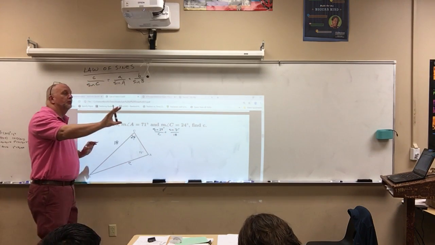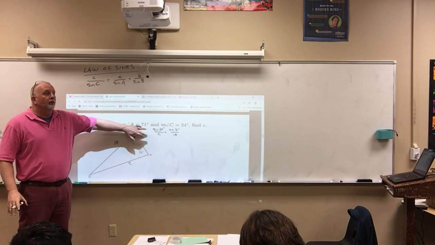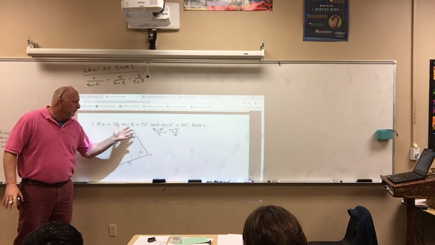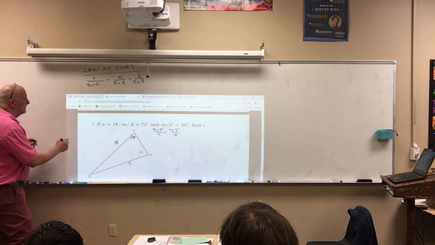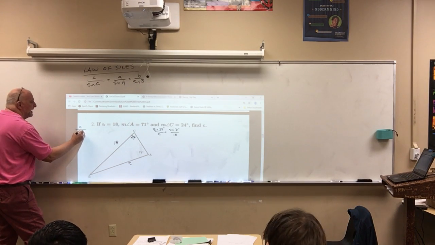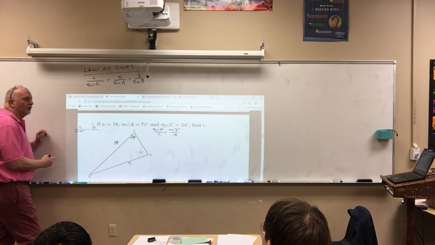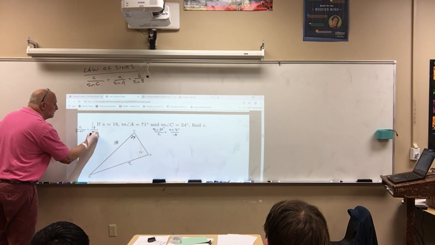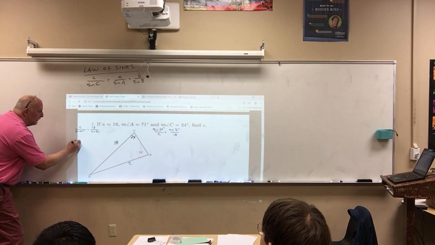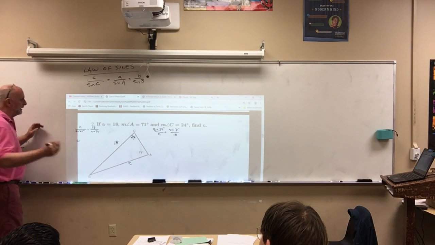So, we'll pause for a second. This is what Graham was talking about. If we would have first written this equation as C over sine of 24 degrees and 18 over sine of 71, then to solve for C, don't I just have to multiply both sides by sine of 24? That's what he was referring to.